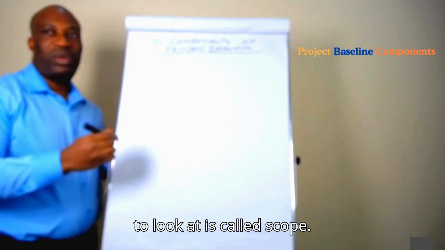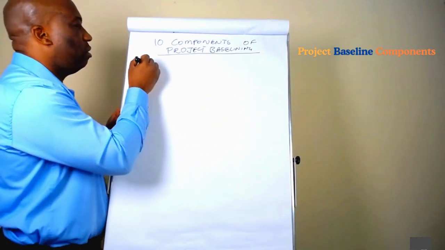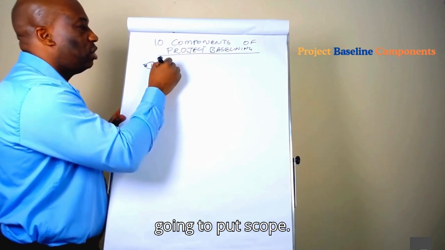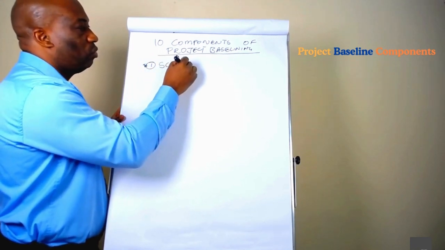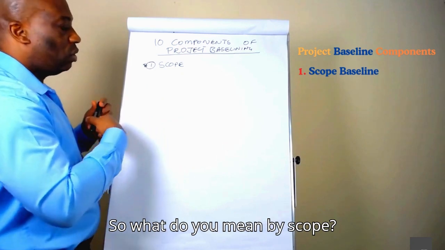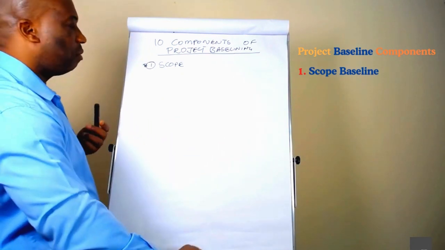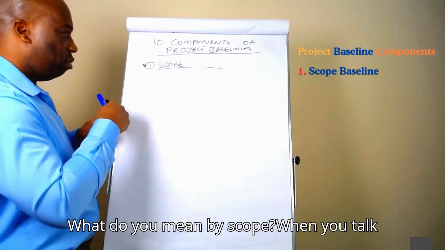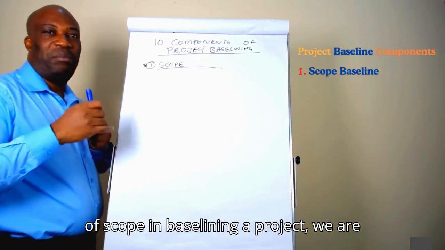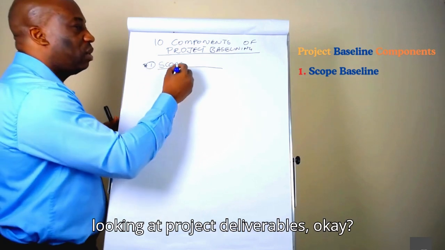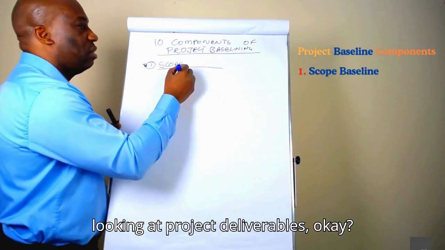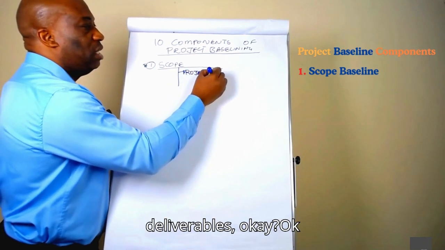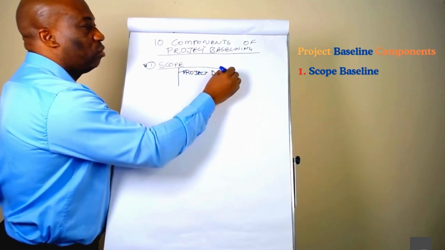So the first one we're going to look at is called scope. So we're going to put number 1, scope. Okay. So what do you mean by scope? When you talk of scope in baselining a project, we are looking at project deliverables, okay?